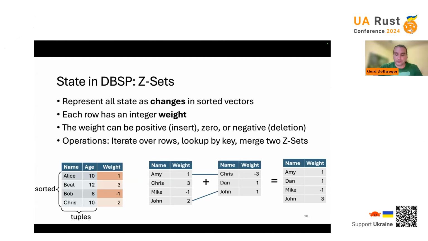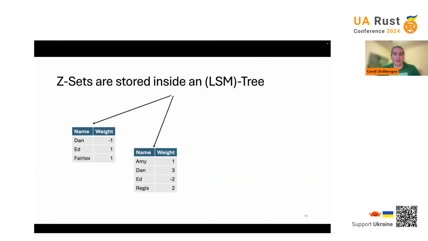Okay, and the other thing we do is store C-sets inside an LSM tree. As the index is built up of changes, in the most basic abstract sense, you can think of an index in DBSP as just a list of changes. As changes come in, we aggregate them and keep a list of them. And one nice thing is that you can still build the original operations I just showed you.